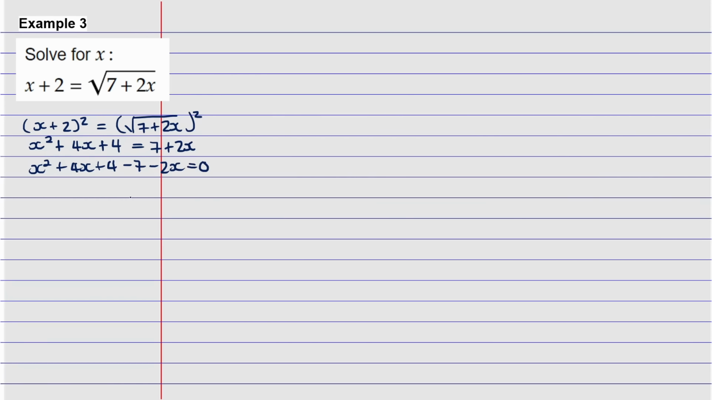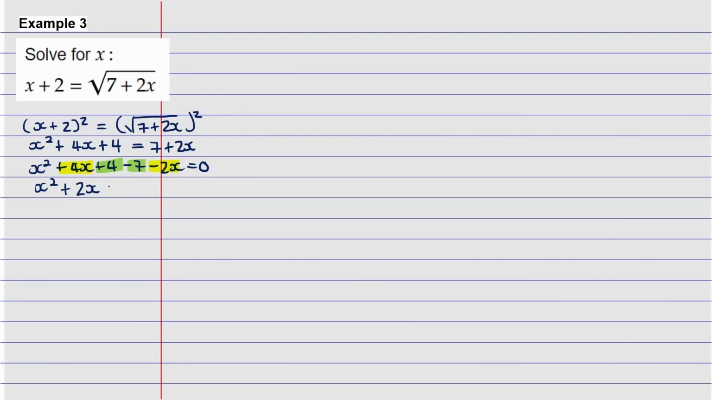Group like terms. When you group like terms, x squared is alone, so it's going to be x squared. We see the fact that 4x and negative 2x are together. Let me just highlight like terms, right? So we see the fact that this and this are together, right? And we also see the fact that the constants here are together. So we're going to say 4x minus 2x. If we say 4 minus 2, I'm going to get a positive 2. So this is going to be plus 2x, right?